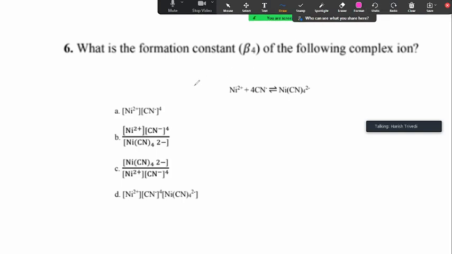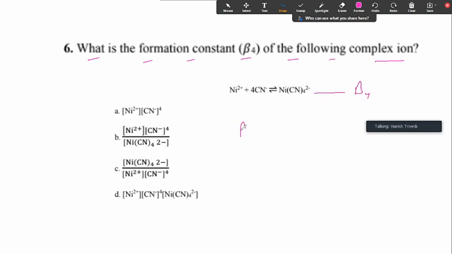Question number 6. What is the formation constant B4 of the following complex ion? So I have already written all this reaction. So in B4, this is the B4.